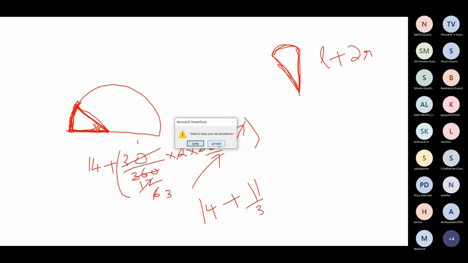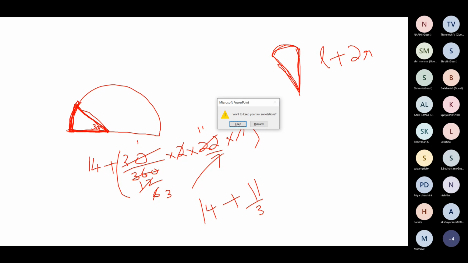I have done 30 by 360 into 2 into 22 by 7 into 7. Ma'am, I also got the same 11 by 3, and I added 14. I got 53 by 3. Oh, you also, Shakti, you two got the same answer? Yes, ma'am. Very good, very good.